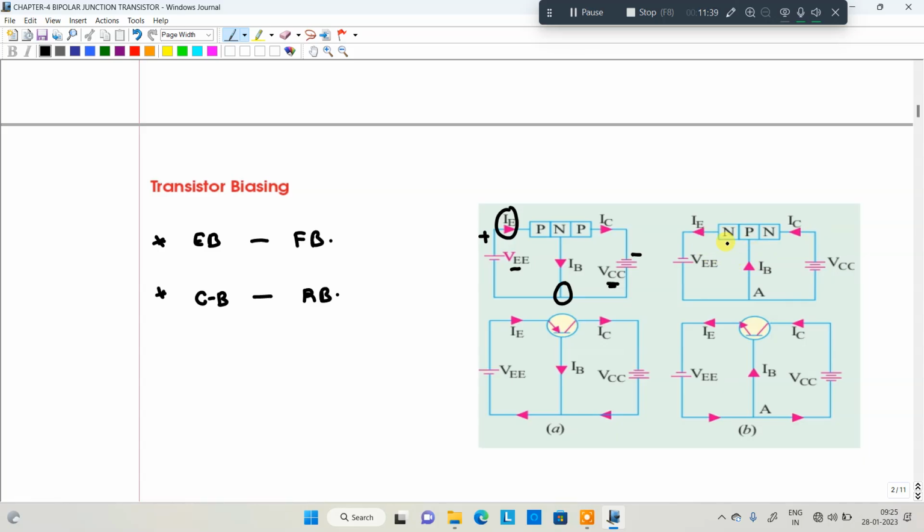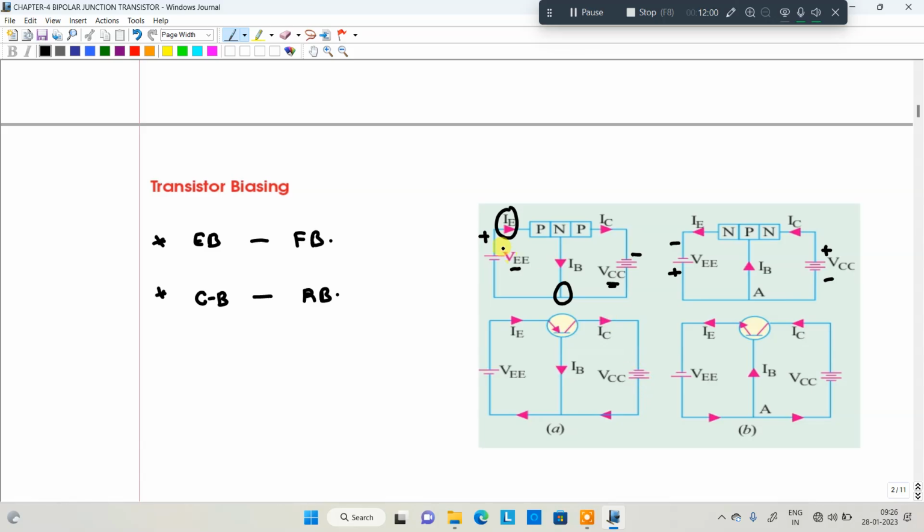In the NPN transistor, the emitter and base junction should be forward biased. To forward bias it, the negative terminal is connected to the N-type material. That's why negative and positive are connected at the input. The collector junction should be reverse biased, and it is reverse biased only when the N terminal is connected to plus. Yes or no? Yes, that's why it is connected plus and minus.